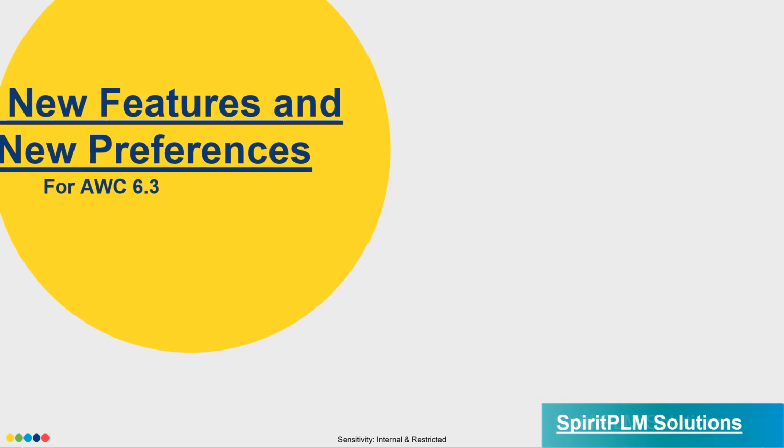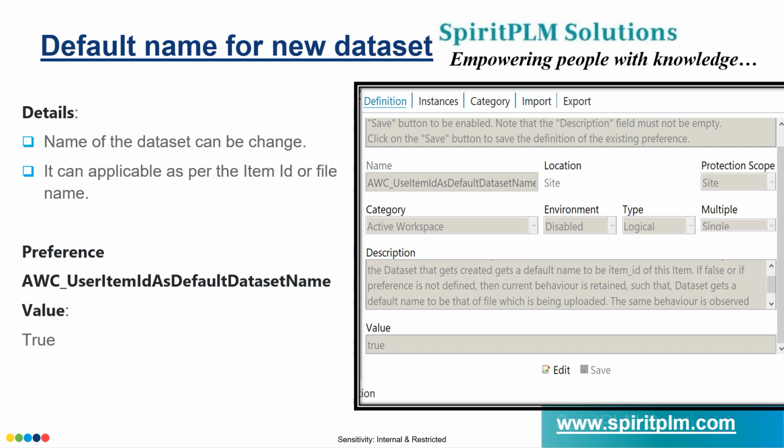First we will see what all the new features and new preferences are for Active Workspace 6.3. The first preference name is AWC_user_item_id_as_default_dataset_name. As you know, when we create a new dataset in the Active Workspace environment, by default the system will allocate the file name of whatever file you import from outside, and that file name is going to be assigned to the newly imported file in the Active Workspace.